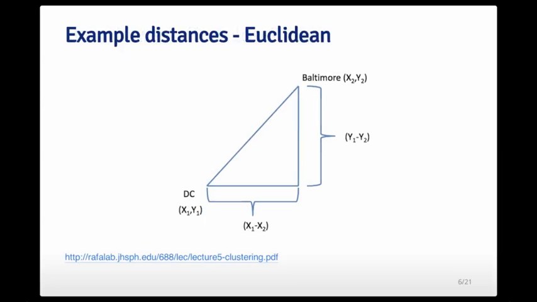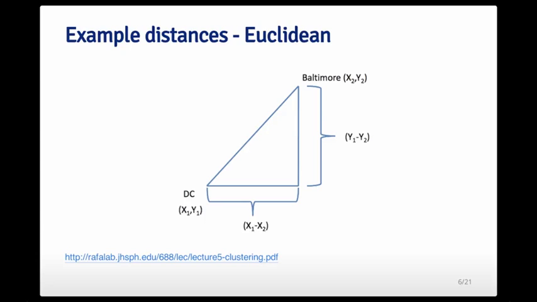So if you take 2 cities, for example, Baltimore and Washington D.C., and put them on a map, you can imagine that the center of each city has an x and a y coordinate, and you want to map the distance between the 2 centers of the 2 cities. Well, you can draw a straight diagonal line between the 2 cities, and then you can calculate the distance in the usual way.